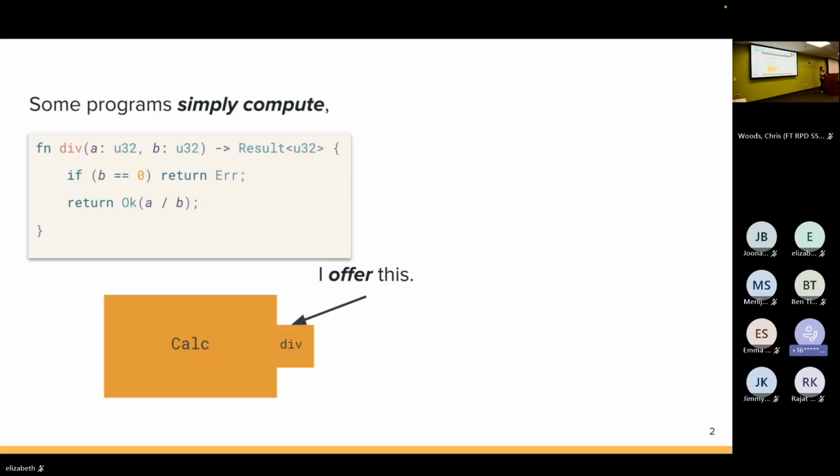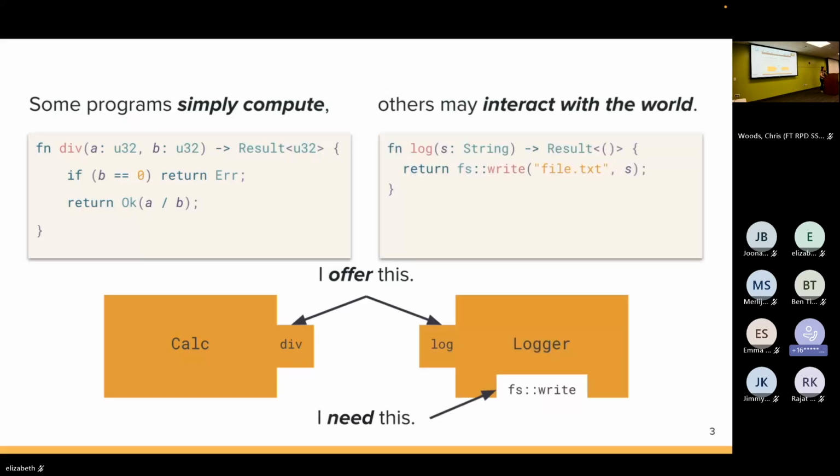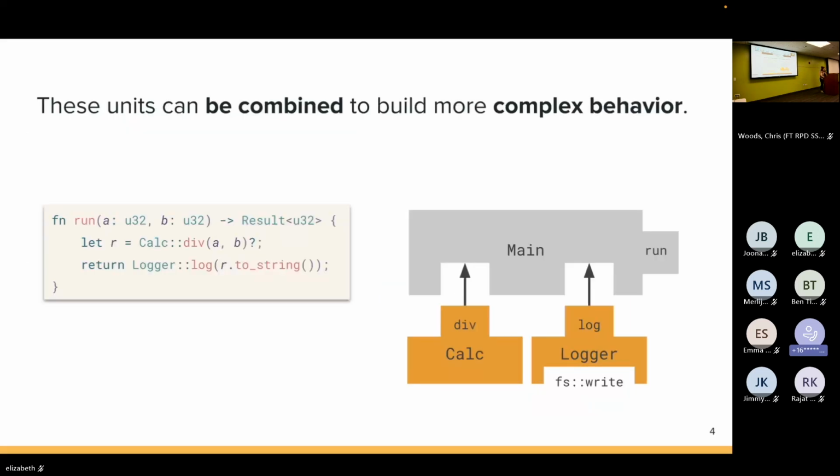So programs that are pure, where they don't require interaction with the environment, will look kind of like this, where they offer some piece of functionality. And then other programs may interact with the world, and they have some dependency that has to be satisfied for them to be able to run. This will look similar like this in the presentation. And these units can be combined to build more complex behavior. So main has two dependencies that are satisfied by calc and logger, and it exposes some piece of functionality called run.